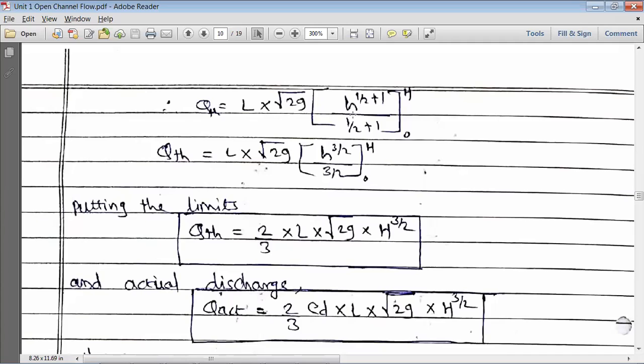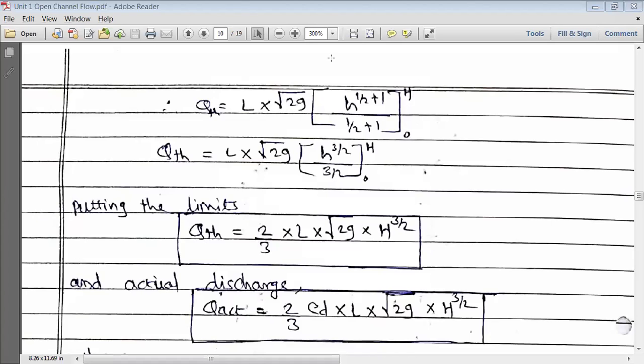Is it over? Yes, sir. Yes, you can write h raised to 1.5. Instead of 3 by 2 you can also write 1.5, no problem.